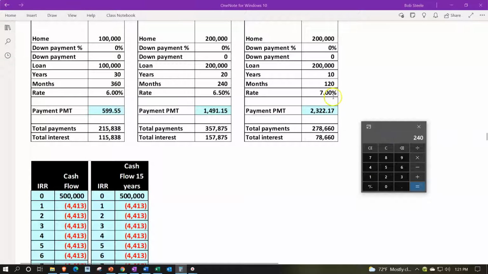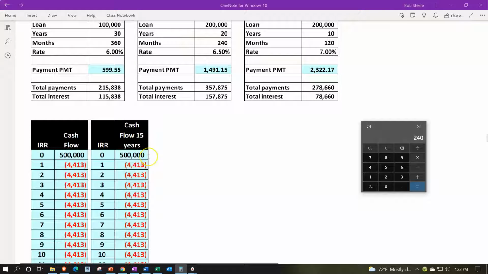Now, because these have different terms that are taking place here and whatnot, then we're going to have a situation where the IRR could be different if we were planning on holding the property for some time frame other than, say, the 30-year time frame. So, for example, if we were going to hold it for 15 years, even though we got these 3 loans, 30, 20, and 10, then we might see it something like this.